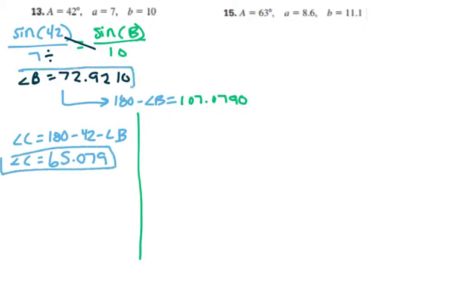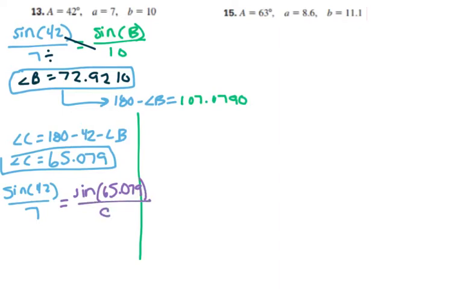Angle B was 72. And so we need side C, which means that we're going to do sine of 42 over 7. I always forget that you can subtract from 180 to get the missing angle. I always want to do like some complicated thing. Alright, sine of 65.079 over C, because we don't know what that is yet. So we'll cross multiply, boop, and divide, meaning sine of 65-ish times 7 divided by sine of 42 gives us a C value of 9.49.